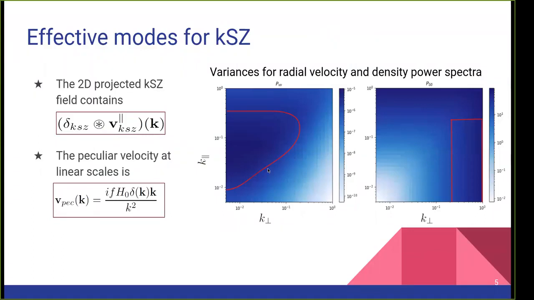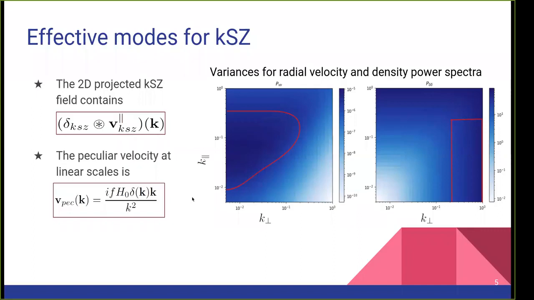Okay, so one thing that we can look at, since the KSZ signal is a convolution of the density and radial velocity fields, is to determine the dimensionless power spectrum or signal variance due to each of these velocity and density power spectra to see where the modes dominate. The peculiar velocity is very simply written on linear scales by the equation that's shown, where delta of k is your density field, you have some k vector, and H0 is your Hubble constant.